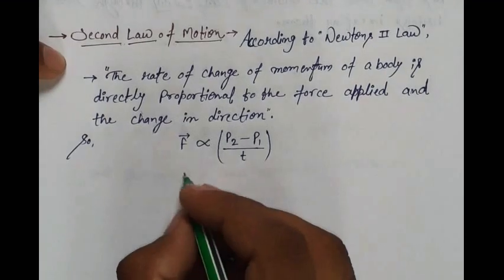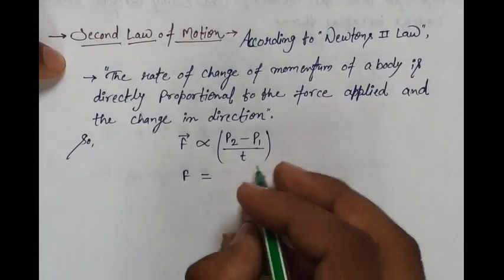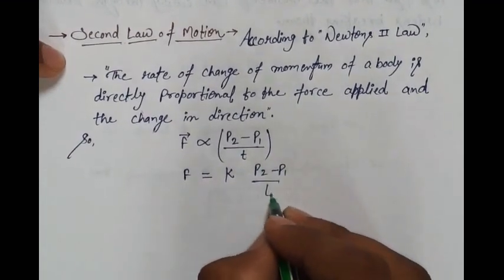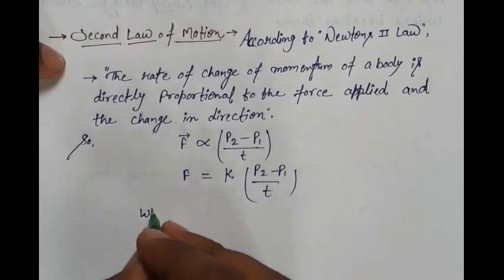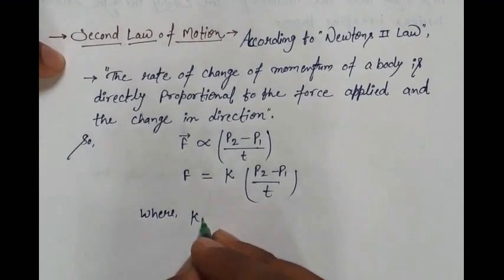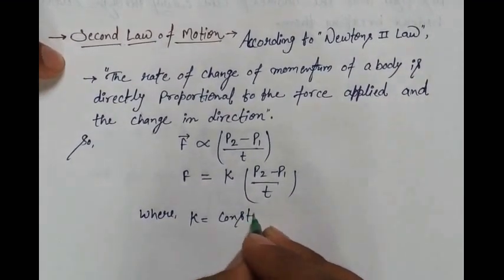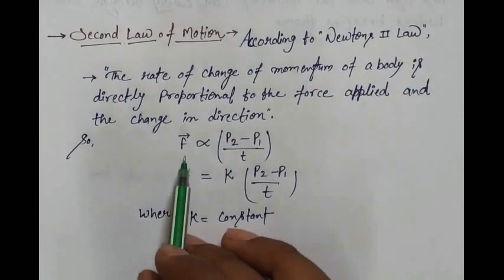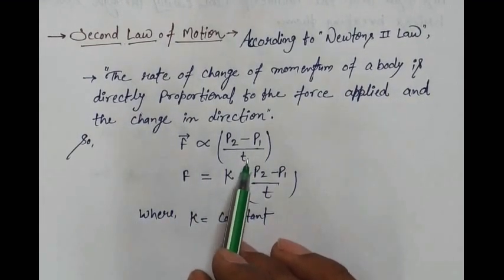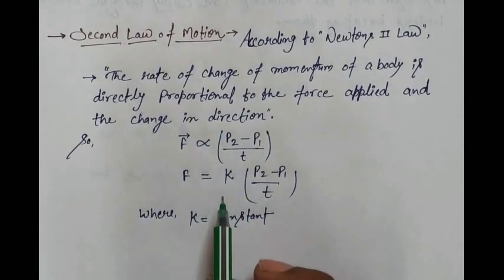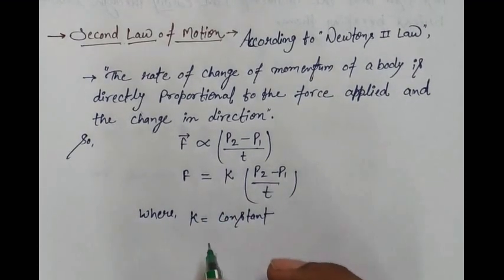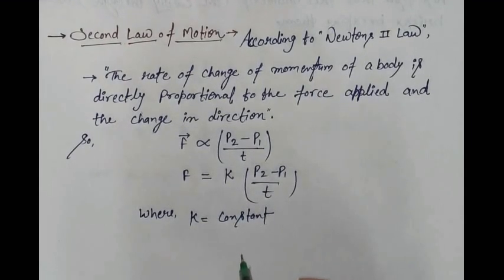So F may be equal to k multiply (p2 minus p1) upon t, where k is equal to constant. Because this term F is variable and change in momentum is also variable, so we have to take a particular value which cannot change its value. So k is the constant because k has its own fixed value.